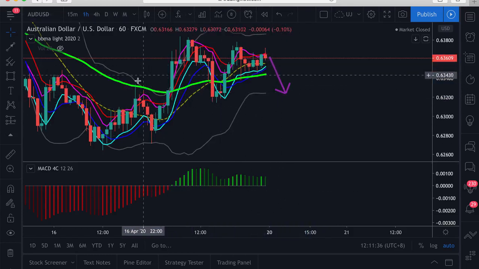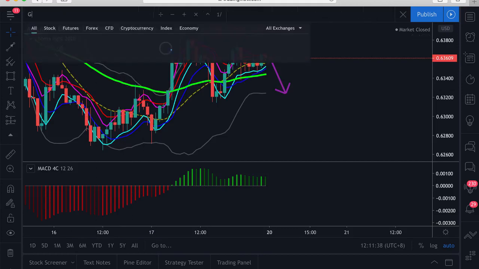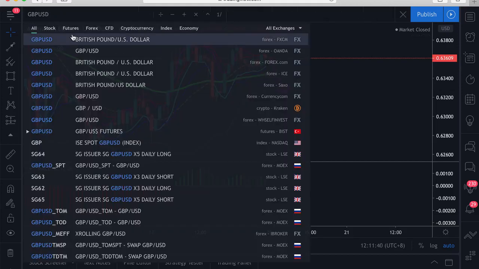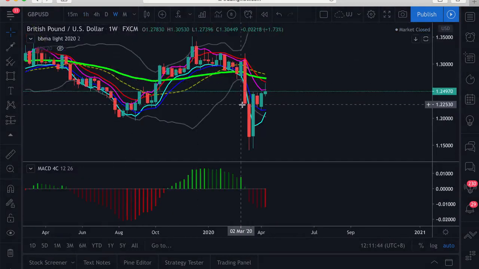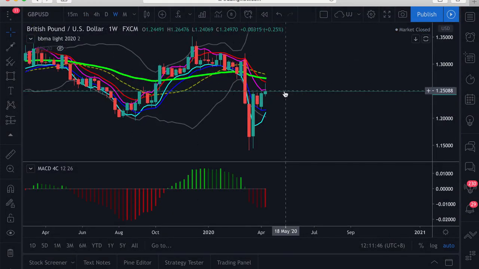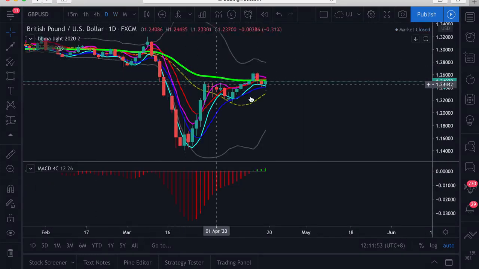Okay, next pair we want to look at is GBP USD. We start with weekly. Weekly for GBP USD is almost the same as AUD USD. It's at the re-entry sell zone. And on D1 we can see it's an MHV sell, and there's no bearish engulfing here, but this reversal candle is pretty good.